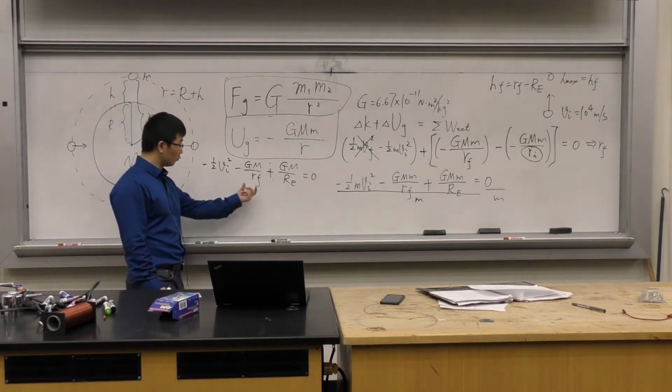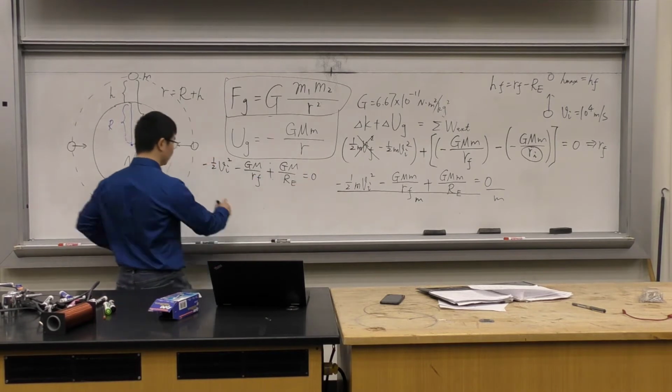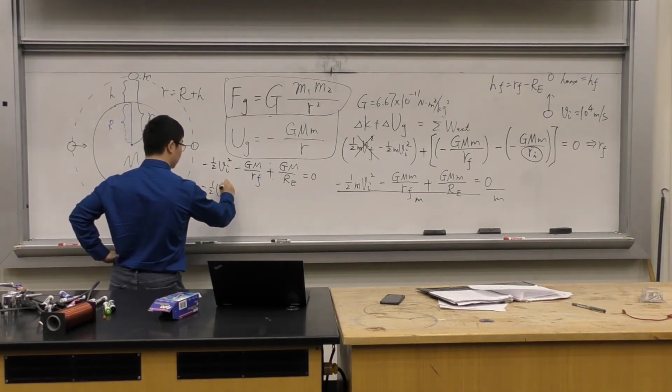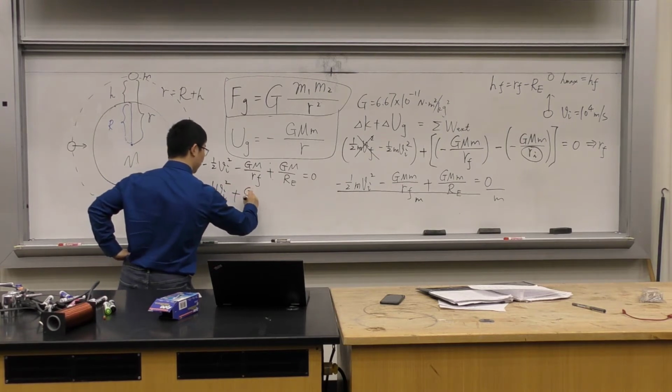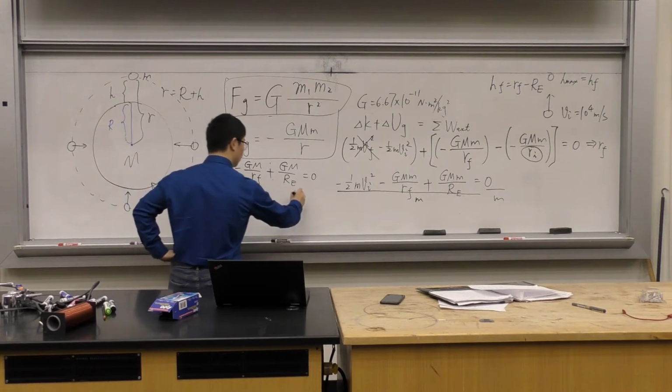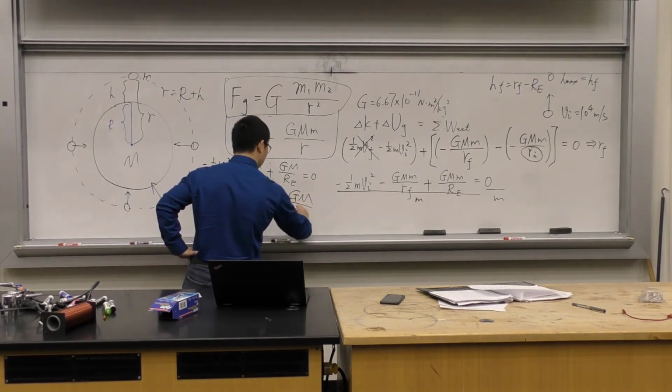Don't forget what we're doing. We're trying to find RF, okay? So let's move this term to the right. So I would get negative 1/2 VI squared plus GM equals GM by RF.